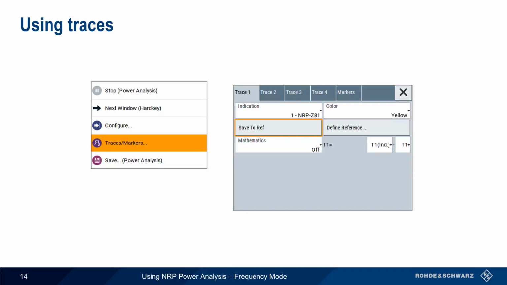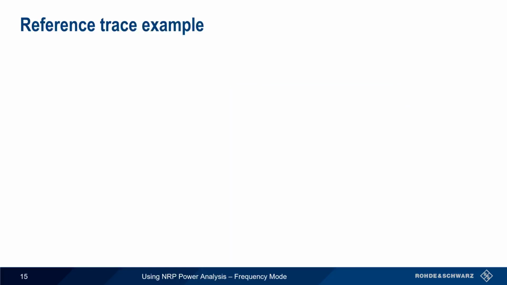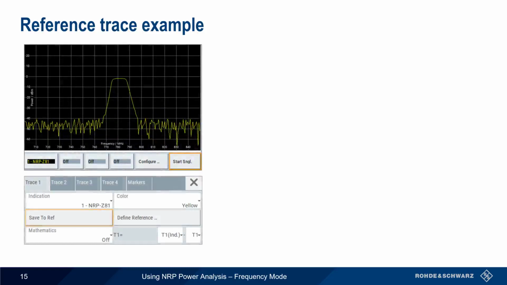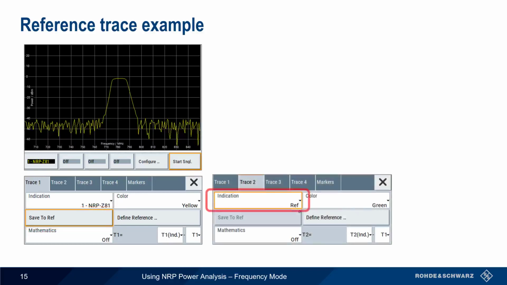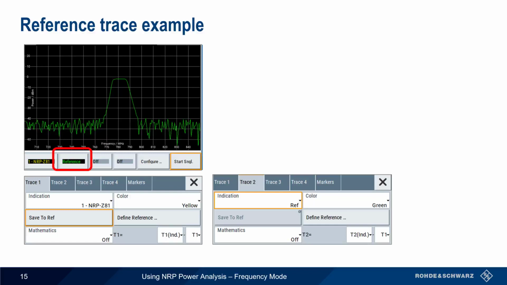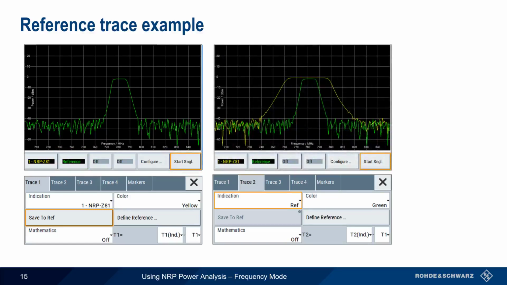One common additional trace type is the reference trace. By clicking Save to Ref, we create a reference trace that we can then compare with other traces. Let's look at an example. Let's say we want to compare the passbands of 2 different filters. We run a single measurement on our first filter, and then use Save to Ref to save this as our reference. We then set Trace 2's indication to Ref, and see this trace shown in green as Trace 2. We switch filters, run another measurement, and now we can easily compare the passbands of these 2 different filters. The first one our reference in green, and the second one our current measurement in yellow.